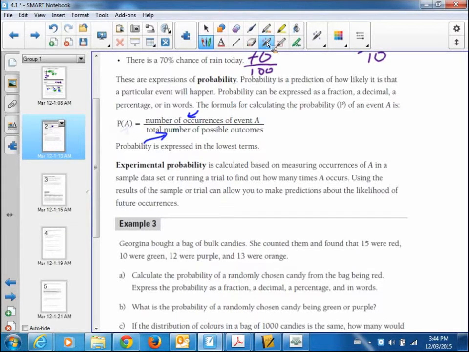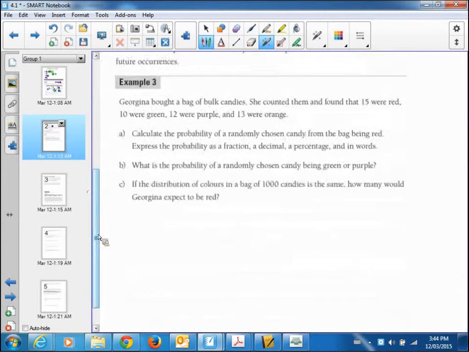Experimental probability is calculated based on measuring occurrences of A, whatever it is you're looking at, in a sample, or running a trial to find out how many times A occurs. Using the results of that sample or trial can help you make predictions about future occurrences. Now we'll see, because that P of A stuff is pretty abstract. Once you start doing this, it should make a little more sense, I would hope anyways.